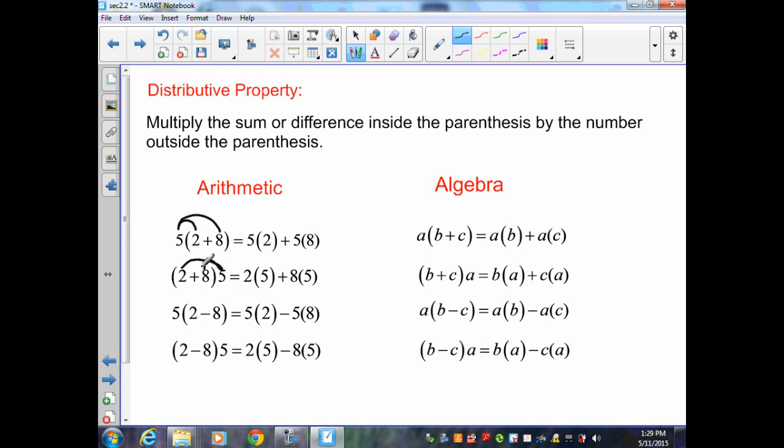And with subtraction, same thing. 5 times 2, bring over the minus sign, 5 times 8. And again, if it's on the right side, 5 times 2, minus sign, 5 times 8. The algebraic expression for this is A, B, and C, where A, B, and C could be any real number, but the effects are still the same. A times B, plus sign, A times C, and with every other example down below.